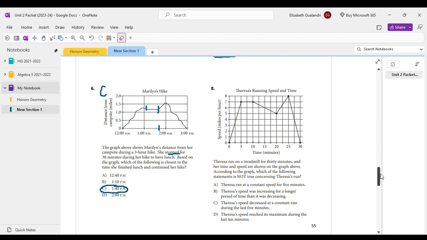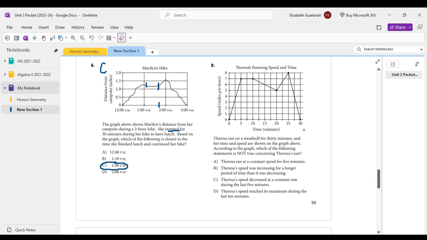Number 8, Teresa's running on a treadmill for 30 minutes and her time and speed are shown on the graph above. According to the graph, which of the following statements is not true concerning Teresa's run? So we want to figure out which one is not true. Teresa ran at a constant speed for 5 minutes. So constant speed, so speed staying the same, would be here. We have a constant speed there, and from 5 to 10, that is 5 minutes. So this actually is a true statement there. Maybe I'll put a T there.